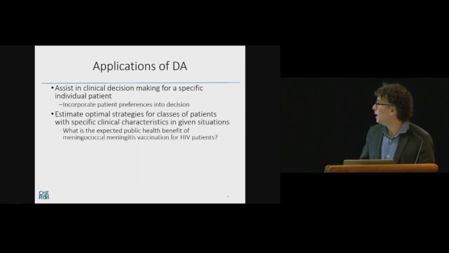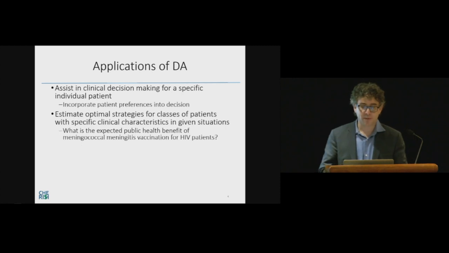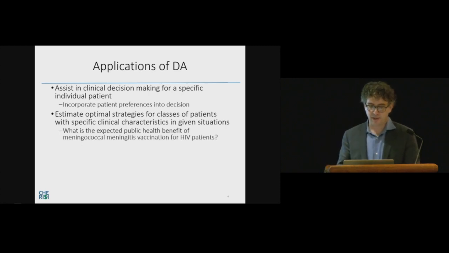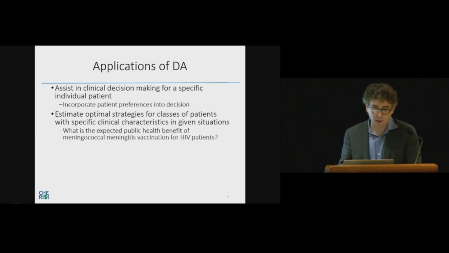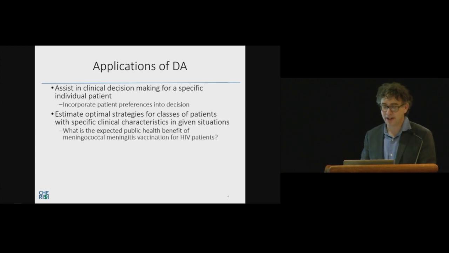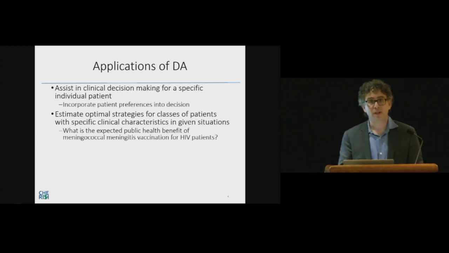Another thing we can do is to estimate optimal strategies for classes of patients with specific clinical characteristics in given situations. So, right, what's the expected public health benefit of meningococcal meningitis vaccination for HIV patients? Right, so we know this vaccine exists. There have been clinical trials saying that it's effective, but the decision analysis might drill down a little bit deeper to say what might be the benefits in this specific subgroup of HIV-infected individuals.